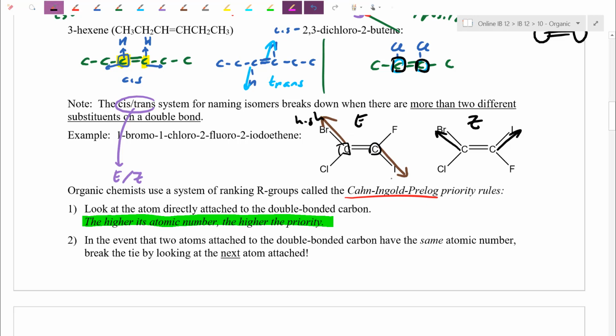So it's going to be E if the high priority groups are on opposite sides. Are the high priority groups on the same side? That's going to be the Z isomer.